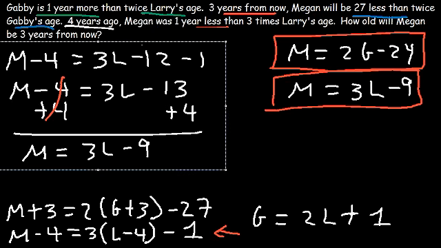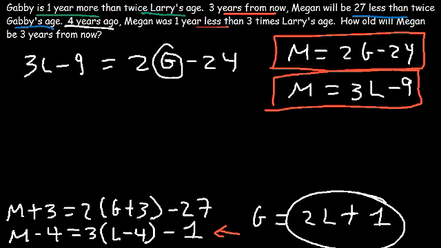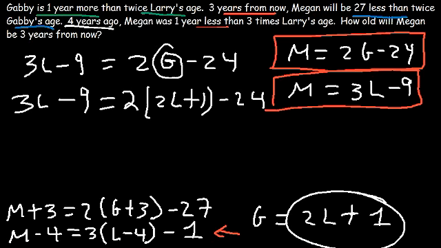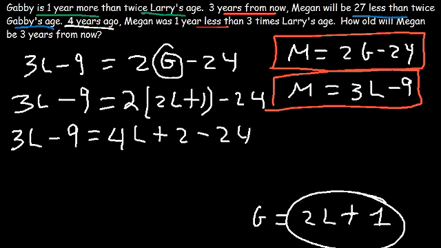So since I have two equations that both equal M, I could say that 3L minus 9 is equal to 2G minus 24. And now since I have G in terms of L, I'm going to replace G with 2L plus 1. So 3L minus 9 is equal to 2 times 2L plus 1 minus 24. So that's 3L minus 9 is equal to, let's distribute the 2, so it's going to be 4L plus 2 minus 24. 2 minus 24 is negative 22.